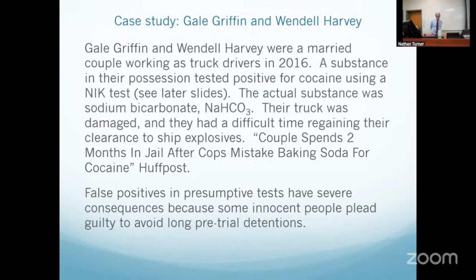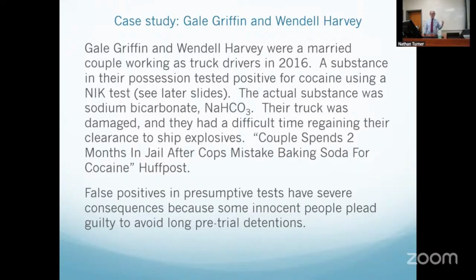So now I'm going to talk about two real-life situations. Gail Griffin and Wendell Harvey were truckers, a husband and wife trucking team, and they were carrying munitions or something that required a certain level of a security pass. Well, I believe Wendell had a stomach issue, so he would carry a bag of sodium bicarbonate, a white powder. Well, someone decided they didn't trust these people, and they said, well, let's test this white powder, and it came up positive, I think for cocaine, and it's sodium bicarbonate, just about as innocuous a substance as you can imagine.